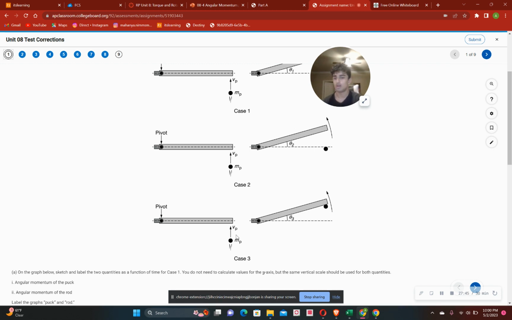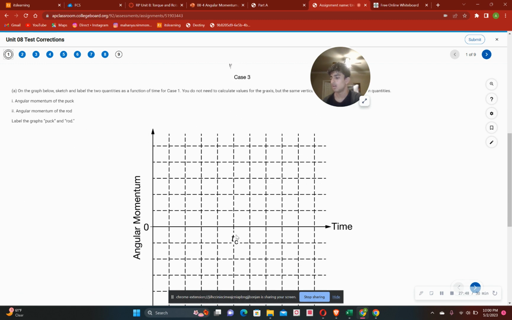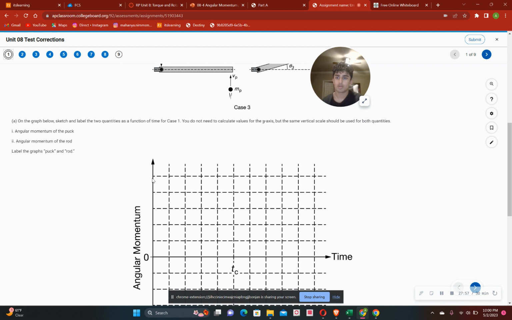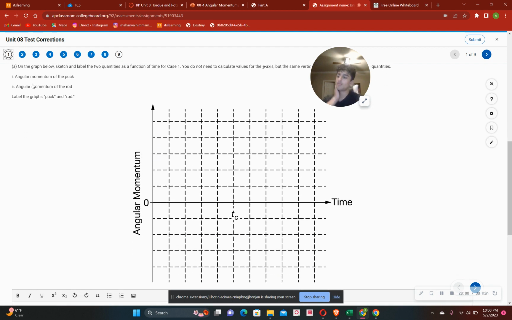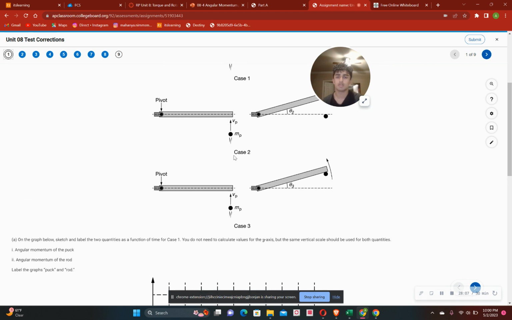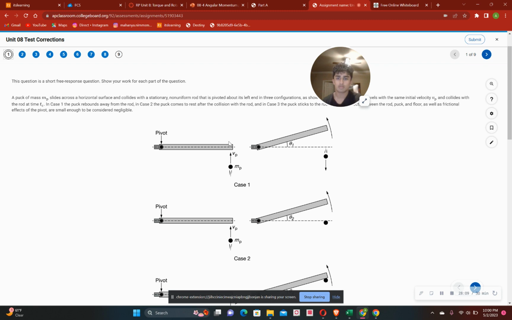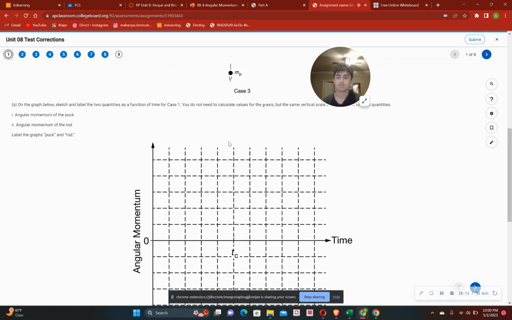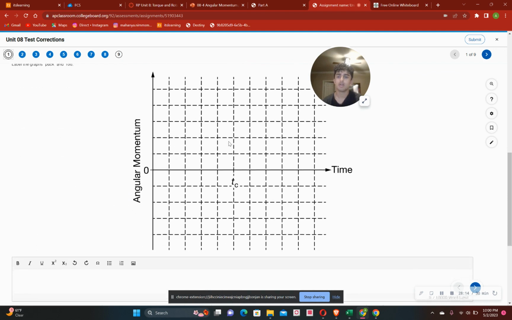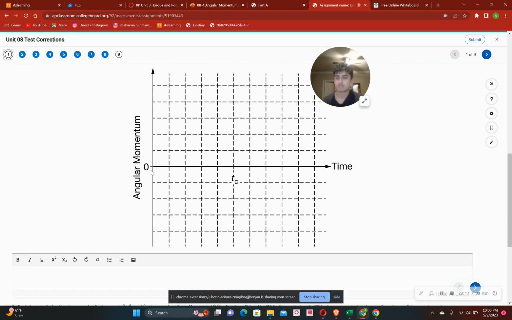So this was not on my test, but I can tell you that the graph would look something like this. It's a little complicated, right? But when it's asking for the graph of the puck and the rod, I'll tell you right now that for the puck, the angular momentum is going to be increasing from here to here because the puck is going up over time. So omega is increasing, right? And that's the angular momentum.